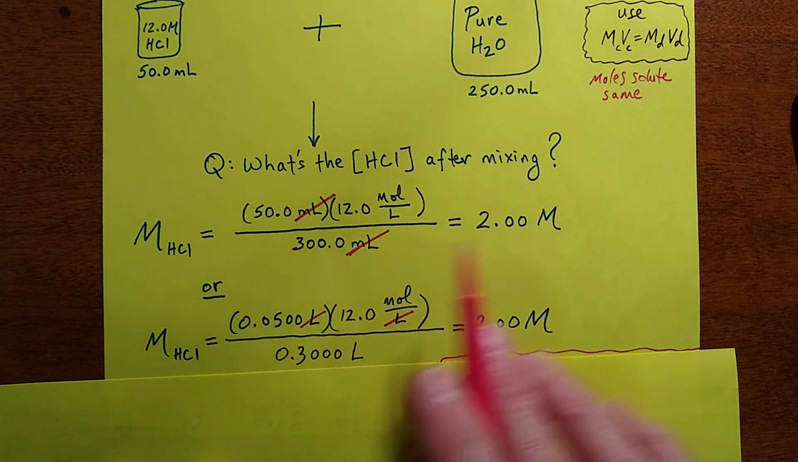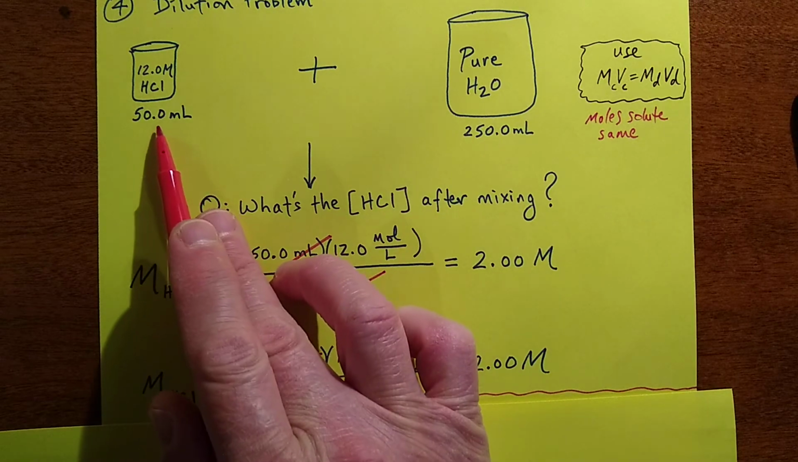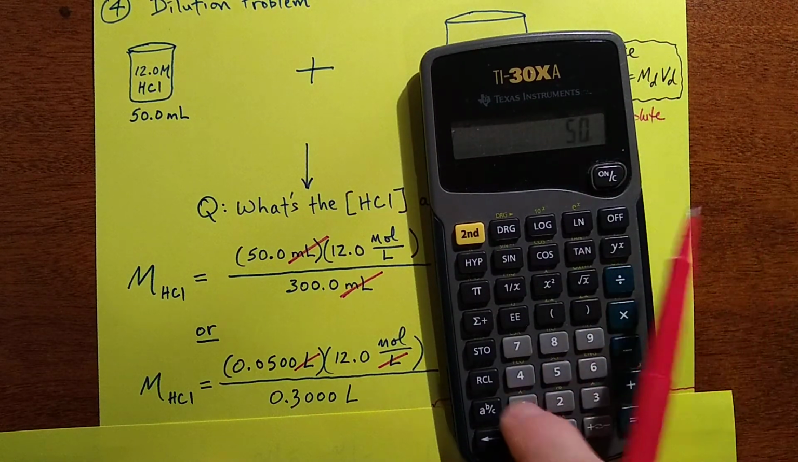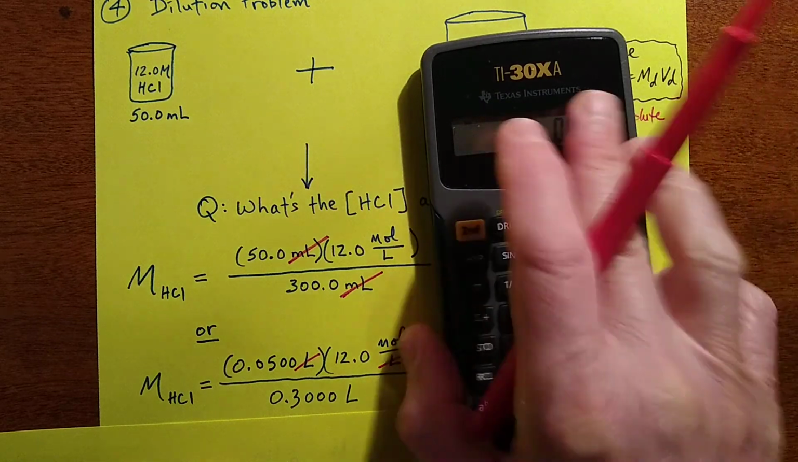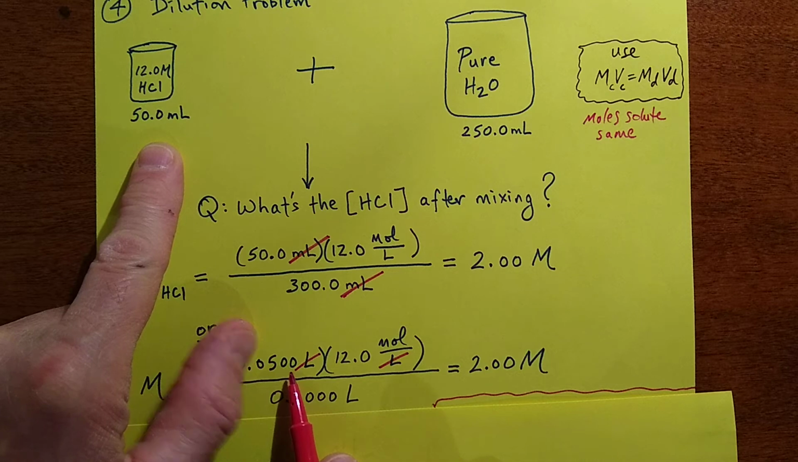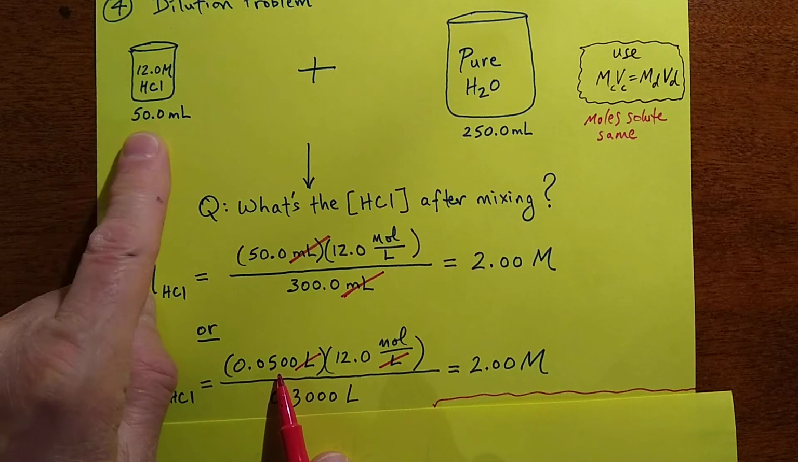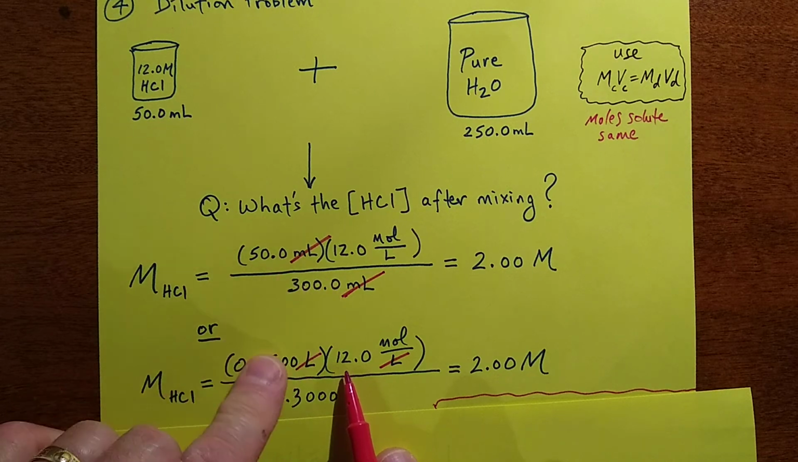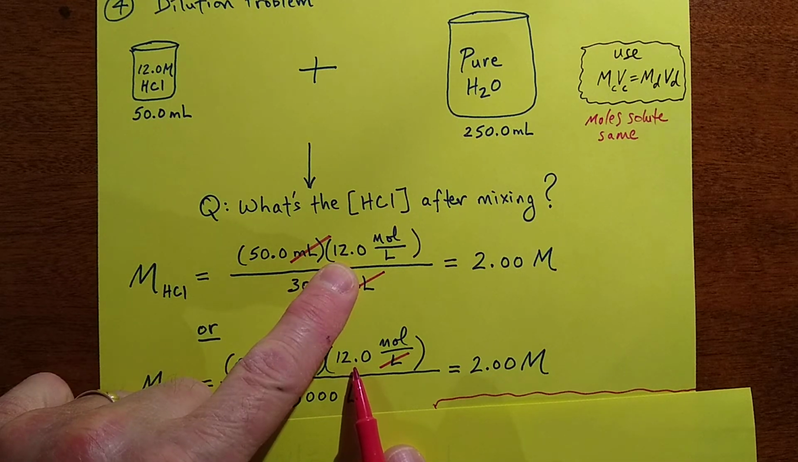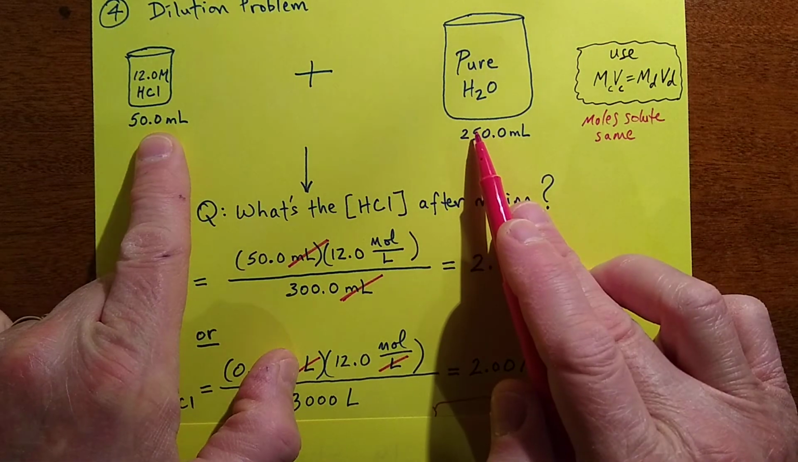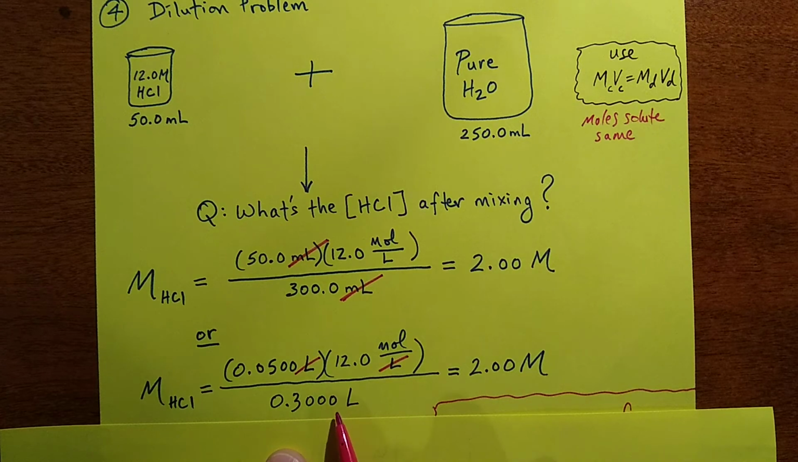So 50.0 milliliters, move the decimal 3 to the left by dividing by 1,000. 50 divided by 1,000 is 0.05, 0.0500. Keep all the sig figs. I'd like you to do that. That's that in liters, times, same thing here, I'm just doing it in liters, times 12.0 moles per liter, divided by the sum of the two volumes, but now in liters. 300 mils is 0.3000 liters.